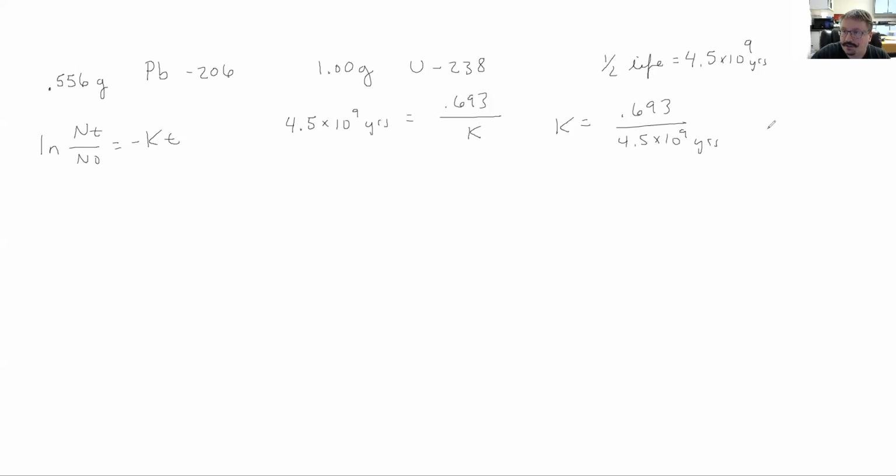And of course, we get a pretty small k here, which makes sense. It is a pretty slow decay, a pretty long half-life.